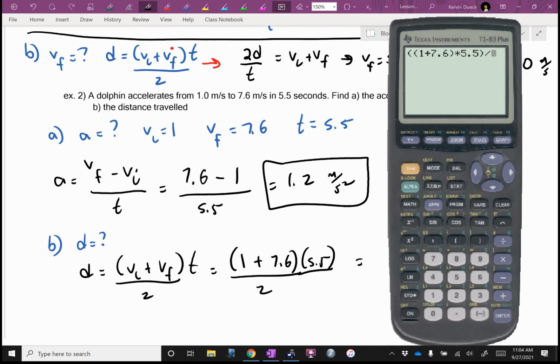I've reached the end of the top, close off the top. Divided by. Victor, is there more than one thing on the bottom? Don't need brackets around the bottom, just divide by 2. Did you get 23.65? We'll call it 23.7.